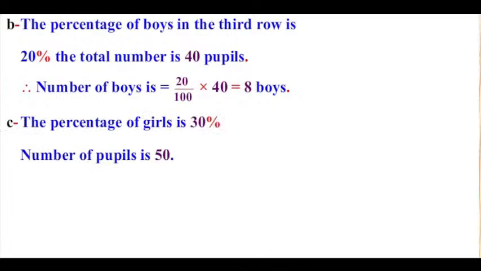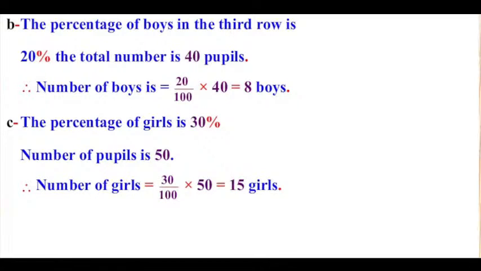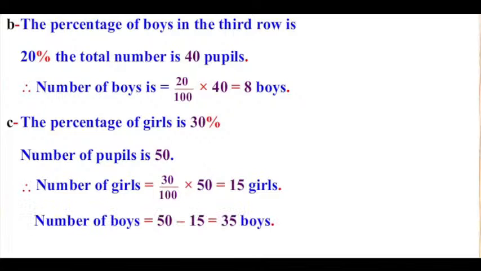C. The percentage of girls is 30%. Number of pupils is 50. Then, number of girls equals 30 over 100 times 50 equals 15 girls. Number of boys equals 50 minus 15 equals 35 boys.